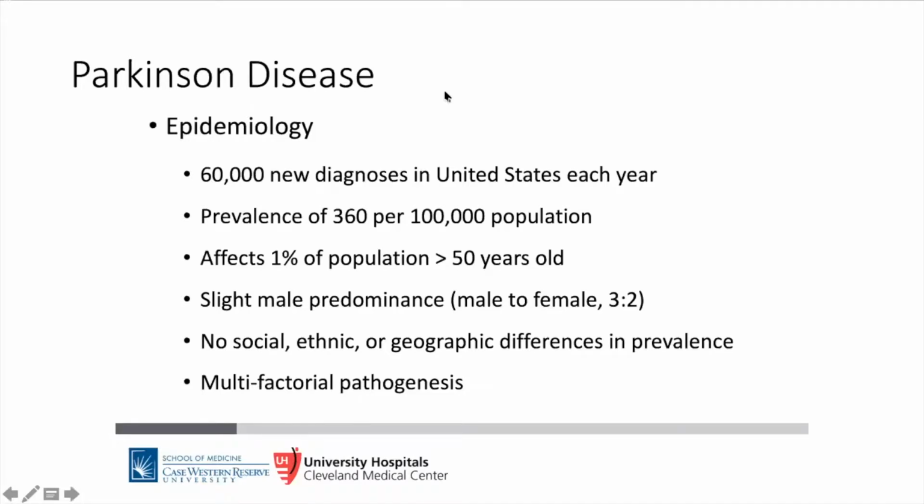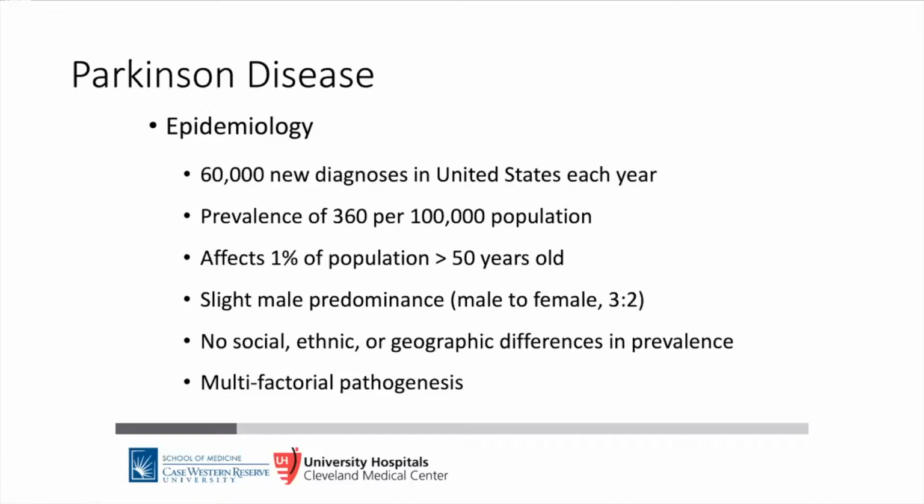So mostly we're going to talk about indications for patient selection related to Parkinson's disease, as this is probably what you'll see most often for your DBS patients. So just a little bit of background. About 60,000 new cases of Parkinson's disease are diagnosed each year in the U.S. It affects about 1% of the population over the age of 50. There tends to be a slight male predominance, but no real social, ethnic, or geographic differences, and it's likely multifactorial.